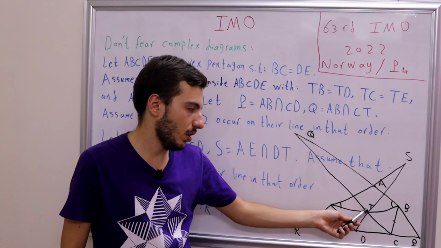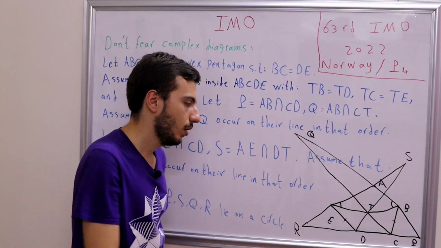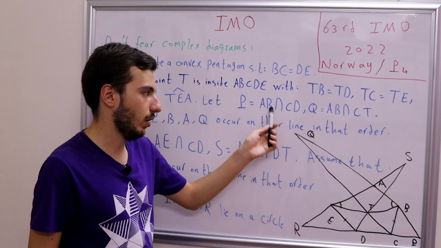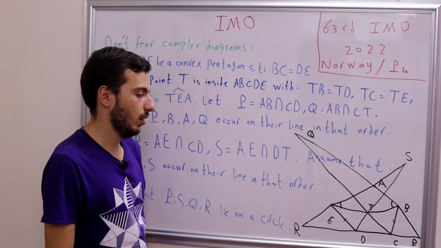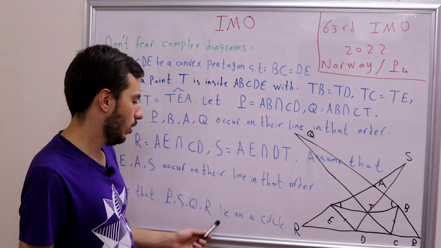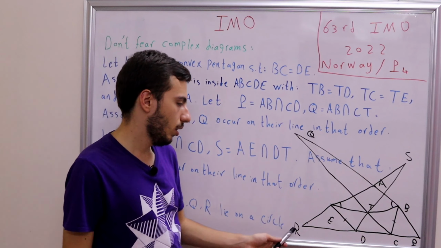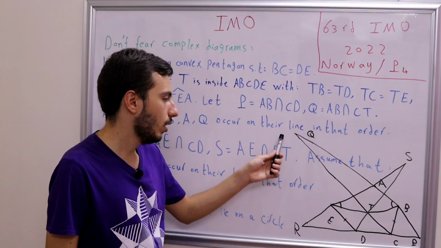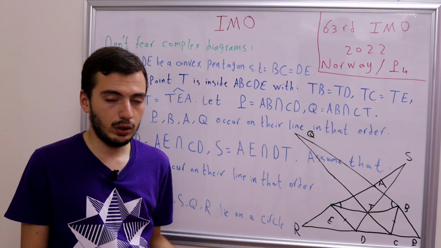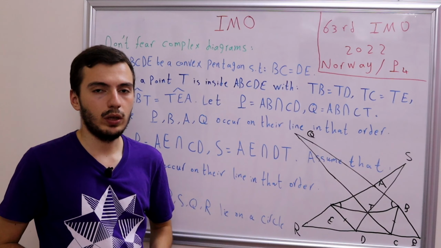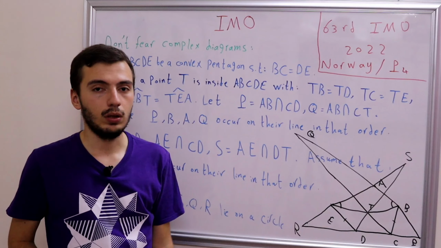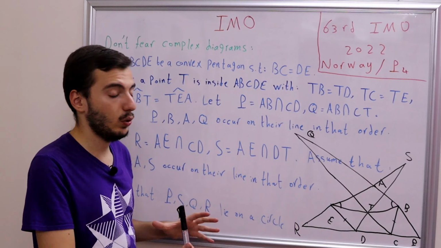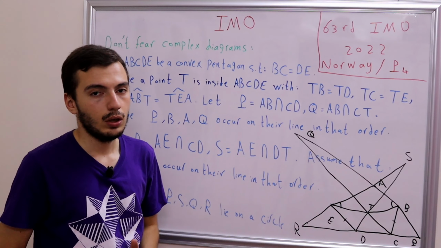Maybe make CT a bit more to this direction, so that they intersect more closely here, not outside the paper. Okay, perfect. So now we just need to show that P, R, Q, S lie on one circle. Basically, this quadrilateral should be cyclic. So what we'll be doing now is we're going to erase the whole board and draw this diagram. However, clearly we'll need to draw a very big diagram here on the board.